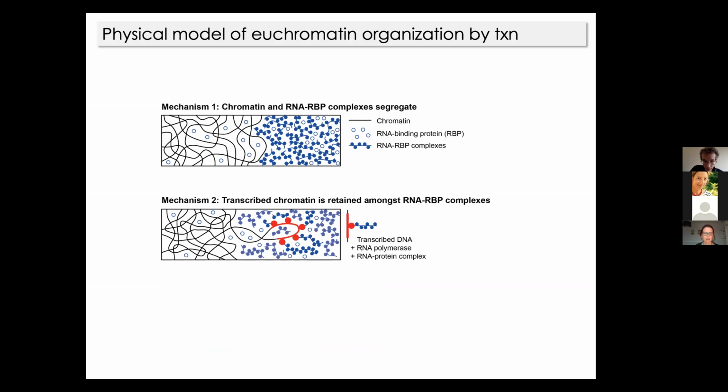Okay. So the second mechanism that we based our model upon features this amphiphile that I introduced to you before. And here the idea is that while DNA and RNA segregate from each other, transcribed DNA can be retained in this RNA phase as long as it is bound by RNA polymerase, because RNA polymerase has affinity for both the DNA and the RNA, and therefore it allows those two phases to locally mix with one another.